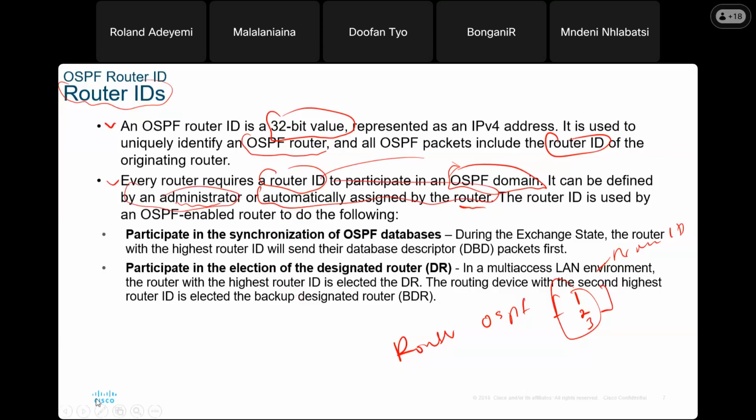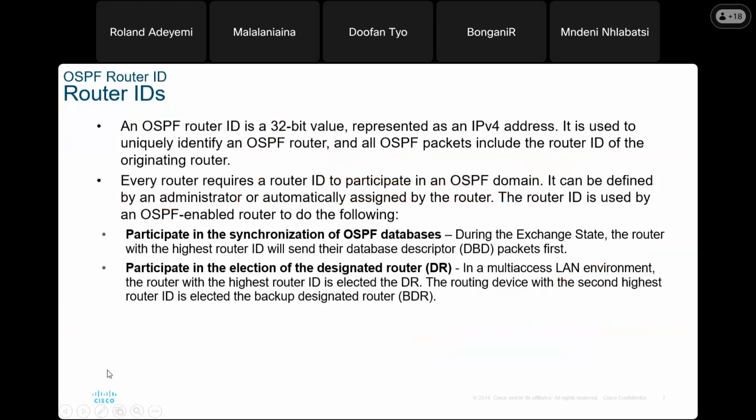So what does OSPF do with this router ID? The router ID is used by an OSPF-enabled router to do the following. Number 1, participate in the synchronization of OSPF databases. We've talked about this in the last class. Number 2, participate in the election of the designated router, and I also spoke about this. They use their router ID to do all of this participation. It's like, here I come with my identity, my router ID.